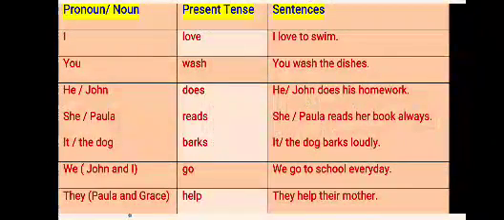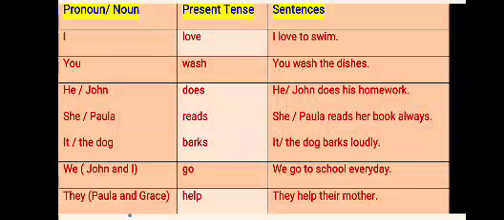Now more examples. When you use the pronoun I, the present tense will be love. In the sentence, I love to swim. When you use the pronoun you, the present tense will be wash. You wash the dishes. The pronoun he or noun John, the present tense will be does. He does his homework, or John does his homework.